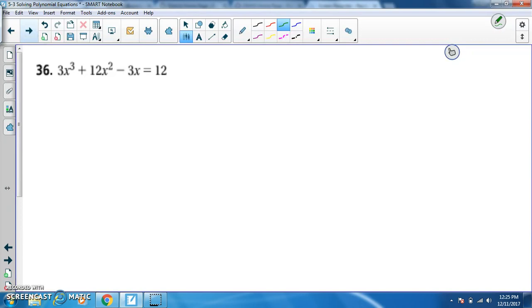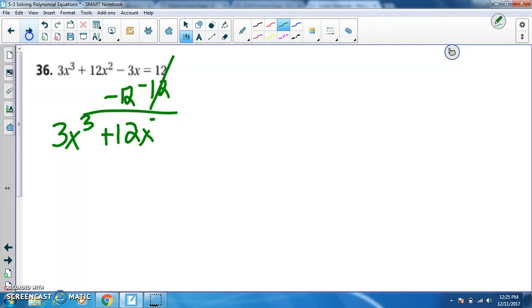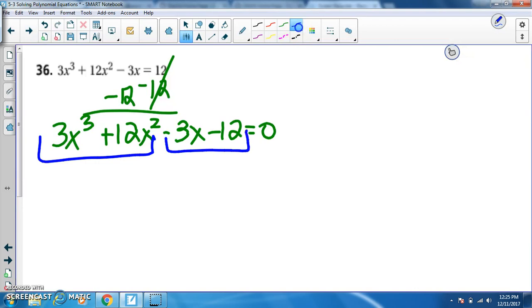Once again, set it equal to 0. Subtract 12. 3x cubed plus 12x squared minus 3x minus 12 equals 0. When we have 4 terms and we do not have a GCF, we are going to group. So I'm going to group by taking the first two terms and the second two terms. Out of the first two terms, I can take out a 3x squared. And I would then be left with x plus 4.